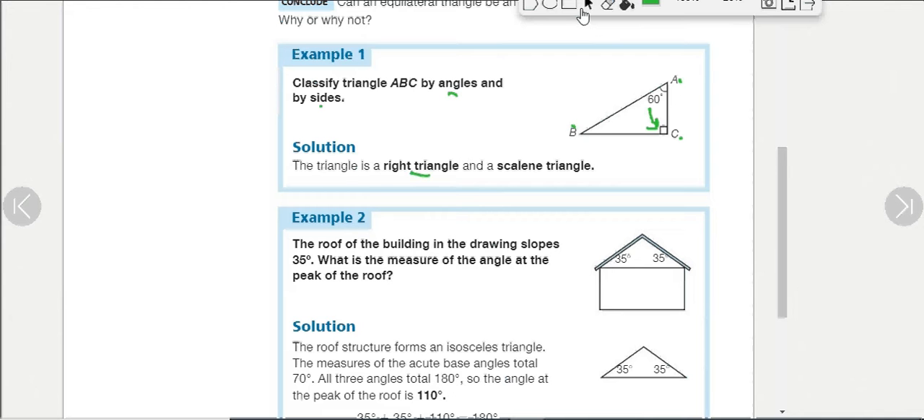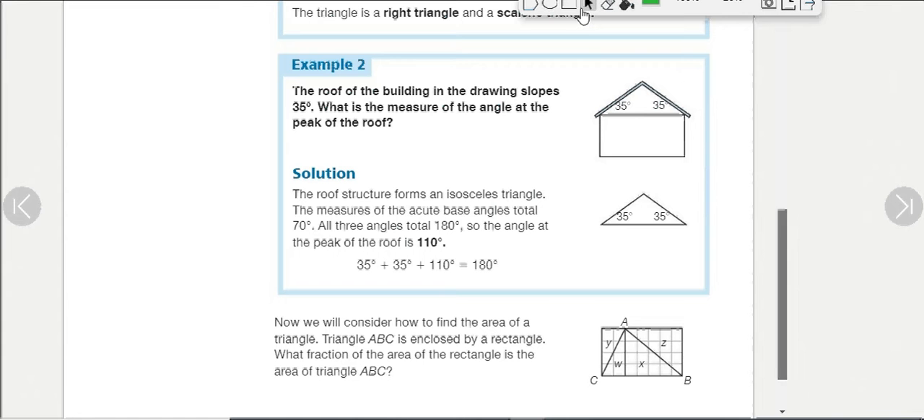Then we also want to classify it by sides. And if you were to measure this, you would see that the sides are all different lengths. It's just clear looking at this one and this one that they are not the same length. And this side, just a good thing to remember, this is called the hypotenuse. It'll always be longer. So it definitely can't be the same even as the bottom one.